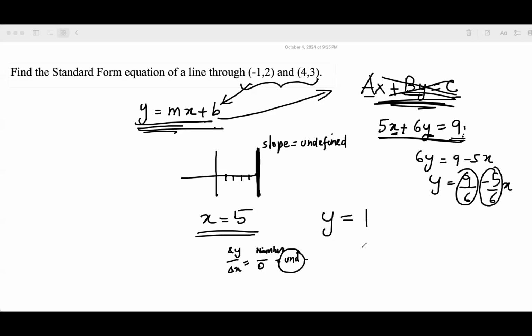Y equal to 1 means, what type of a line is that? It's a horizontal line. The slope of this is 0.